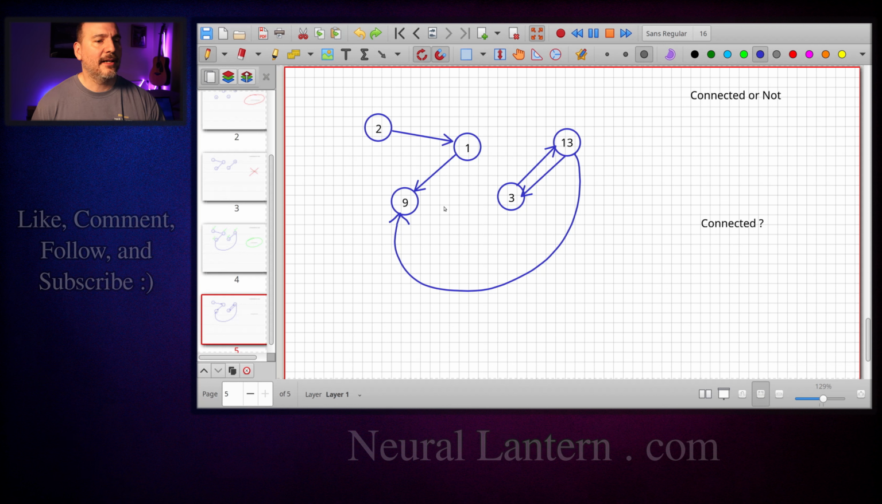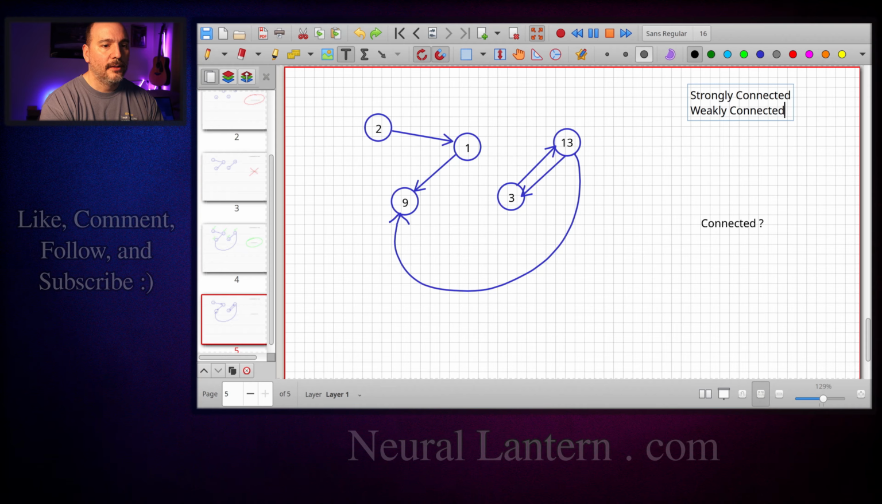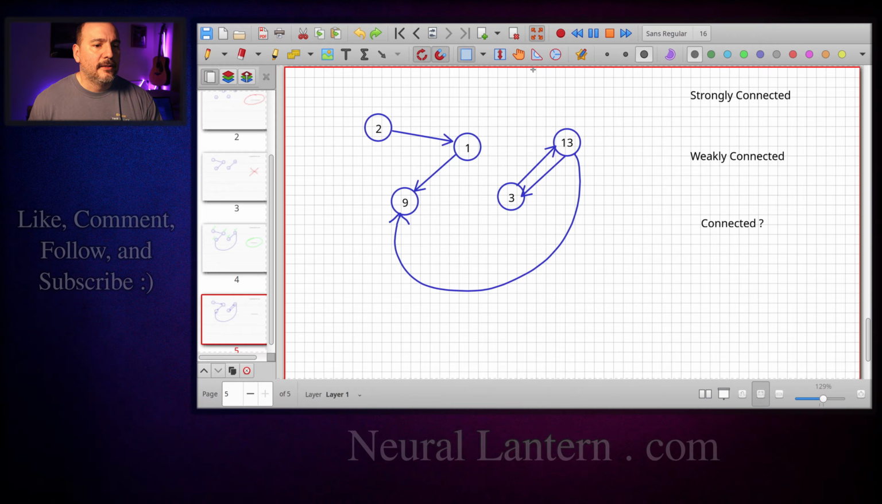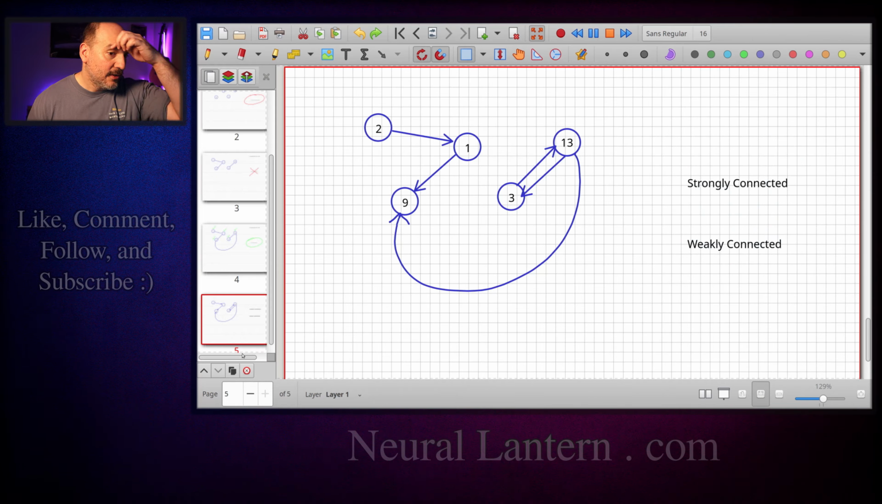And now I can ask, is this connected or not? Actually, when it comes to a directed graph, you don't really have connected or not anymore. You have strongly connected versus weakly connected. Maybe I should just separate these words and then move them. So let's get rid of this. Save this over here, move it down. So what am I talking about?